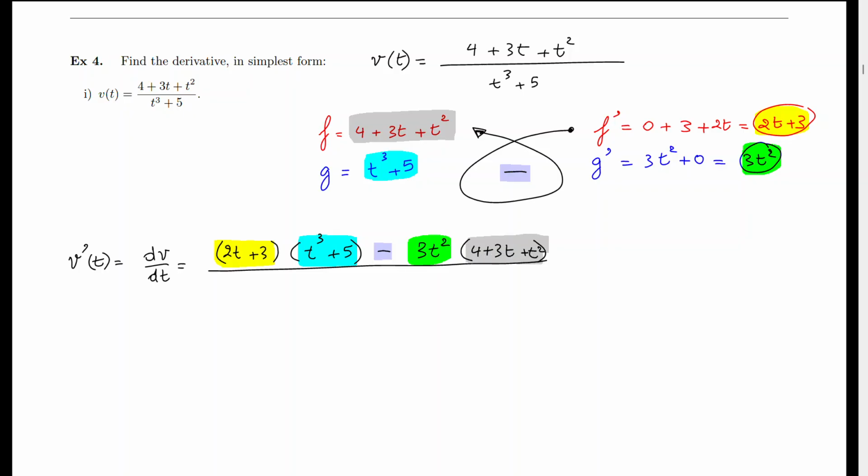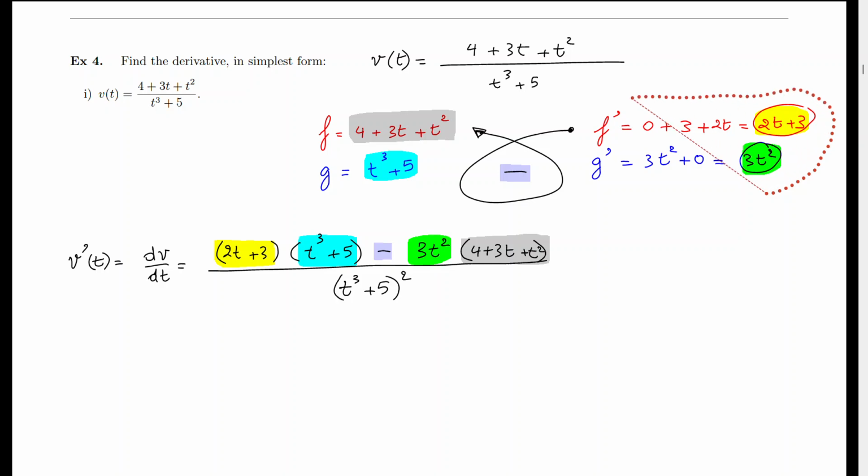Now all this, we have a song for this. It's low d high minus high d low. When I say low d high and high d low, the d stands for derivative. So low d high minus high d low, square the bottom. So I'm about to square the bottom, which is the t cubed plus 5. And off you go. So once you square the denominator, that's it. You've done your quotient rule.